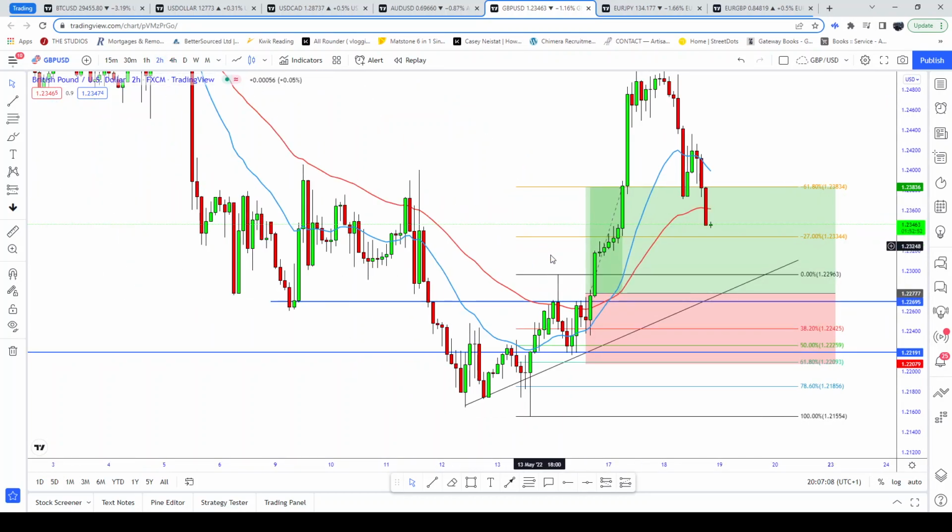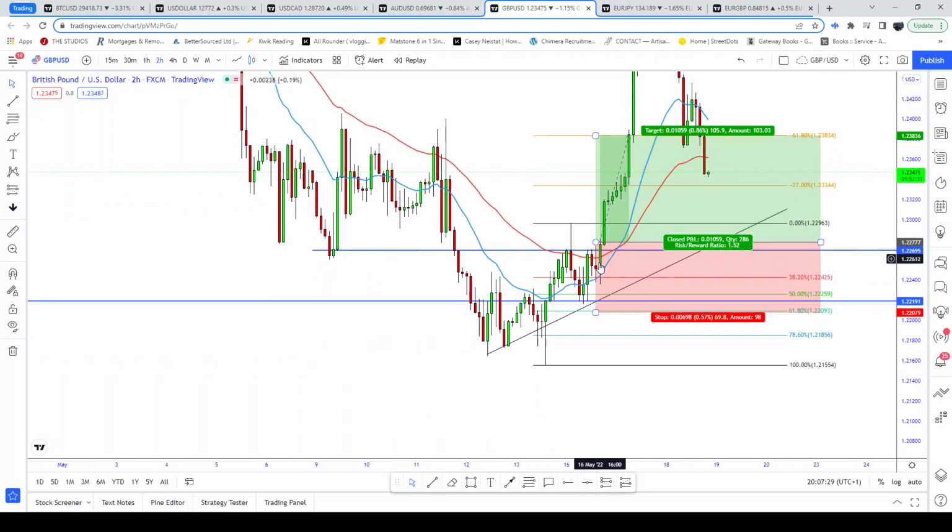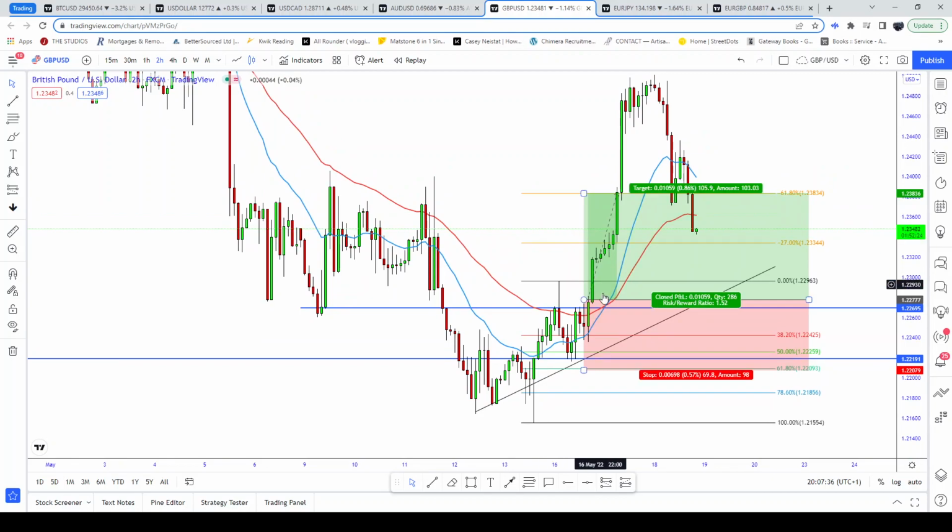Obviously, I did have a look at the 2 hour and the 1 hour, but what really happened was that it rejected off this market structure, then came down and rejected off this part here, where resistance is acting as support, and pushed up to the upside. I did apply the Fibonacci on the 2 hour time frame, so I knew I wasn't trading this for a very long time. I'm just holding it for the 2 hour sessions.